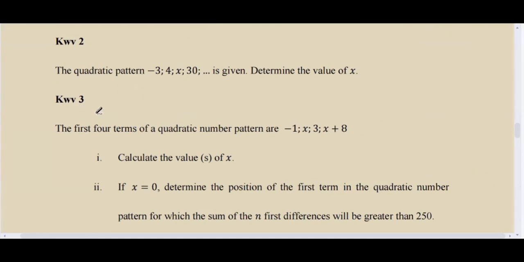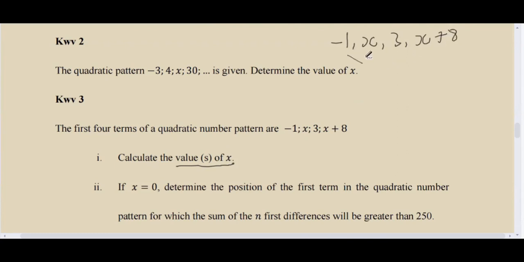Then activity number 3 says the first 4 terms of a quadratic number pattern are -1, x, 3, and then x plus 8. Now it says calculate the value or the values of x. So this means that it is possible that we might find more than one value for x, right? So let's calculate. We have -1, and then this is x, and then 3, and then x plus 8, right?